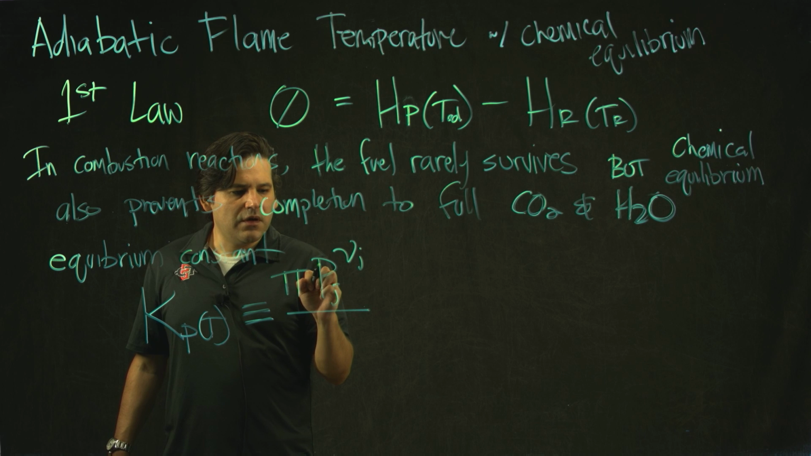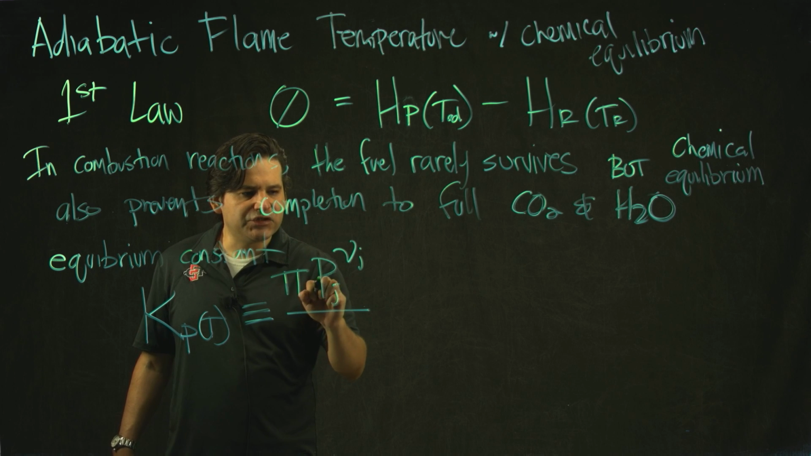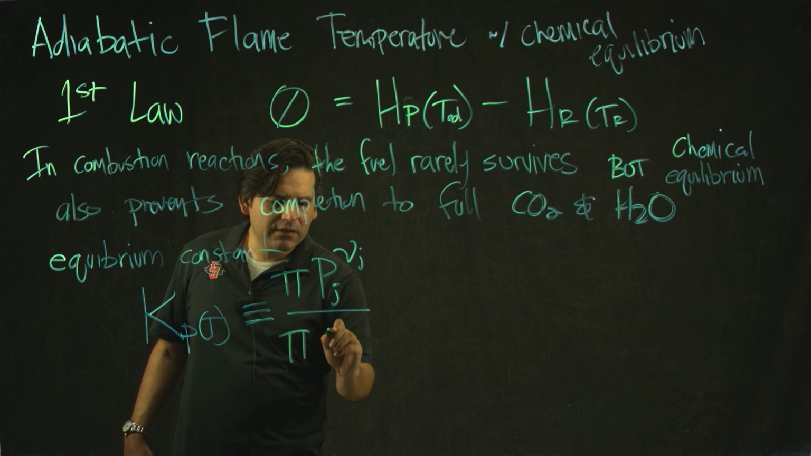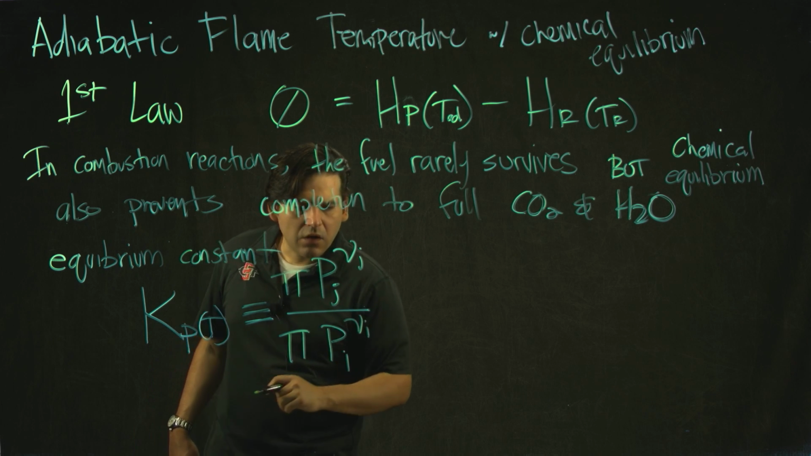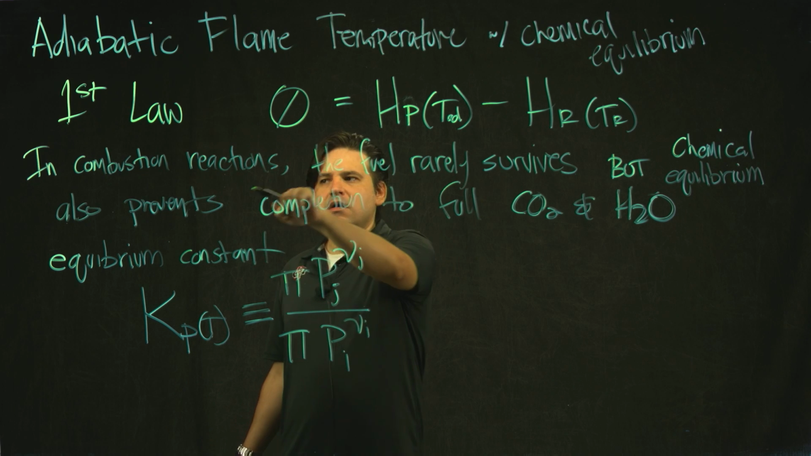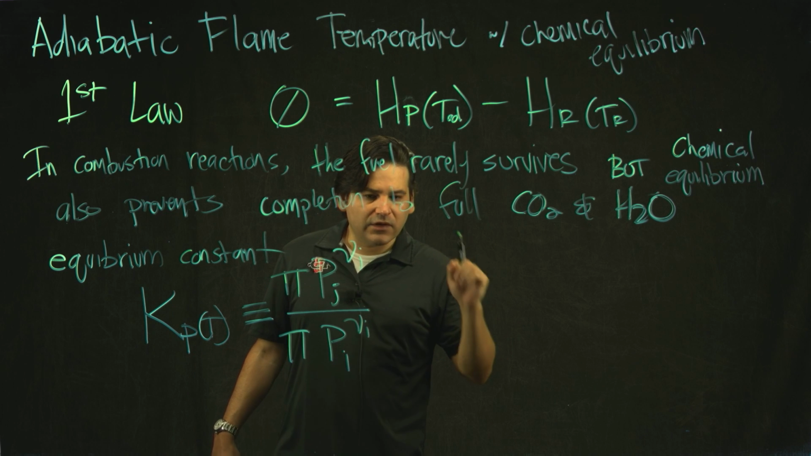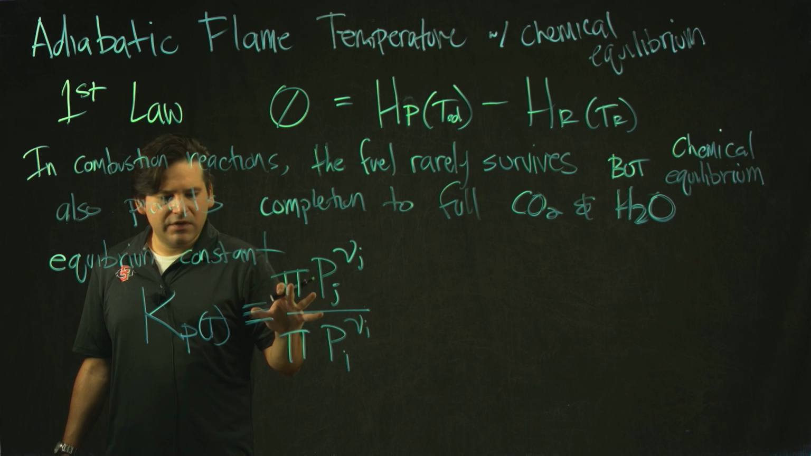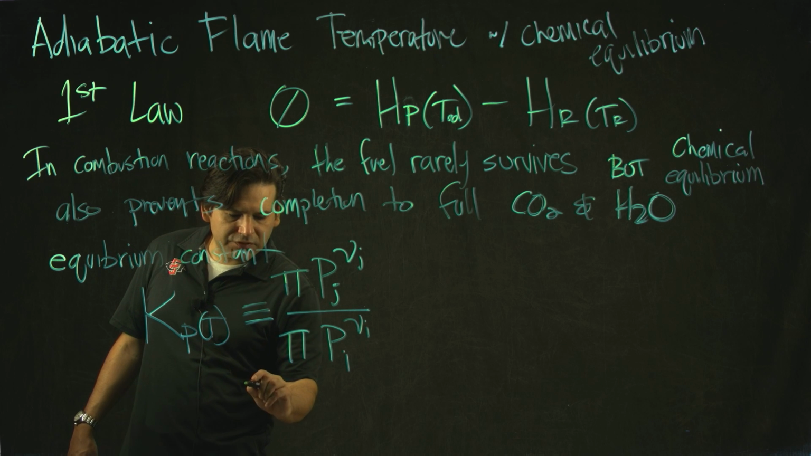So this is the partial pressures of the products, all multiplied against each other, raised to their coefficients, divided by all of the partial pressures of your starting reactants, all multiplied together. But remember what I said, that the fuel rarely survives in the combustion case. In some other cases, you can have the reactant survive. So this is general for any reaction. And this is your equilibrium composition here.